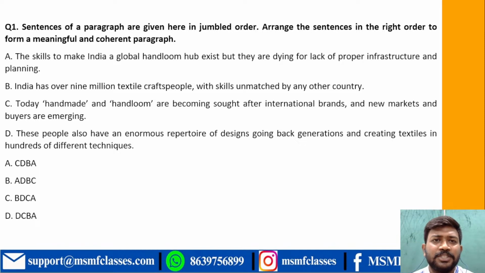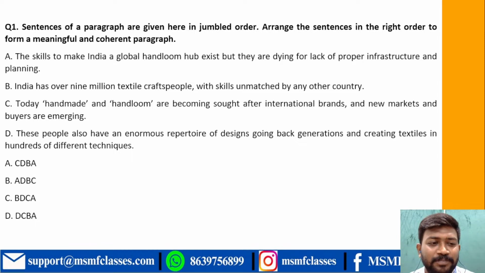So this is the first question. Sentences of a paragraph are given here in jumbled order. Arrange the sentences in the right order to form a meaningful and coherent paragraph. So this is a parajumble. Whenever it comes to parajumbles, many students start solving by reading each and every sentence. But you have a small pattern here. We have a small trick here which can save your time.